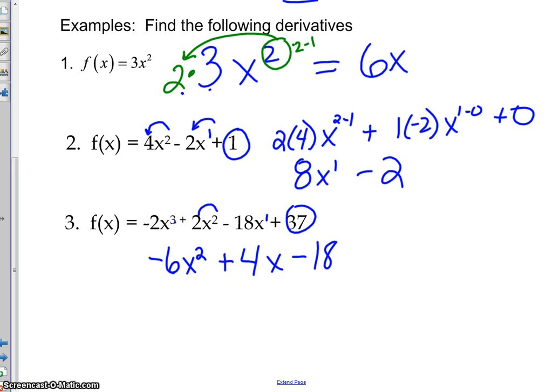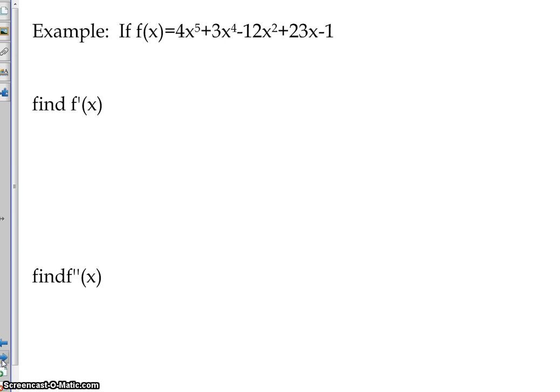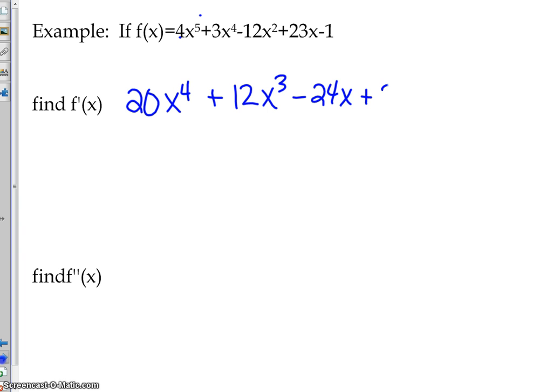Now let's talk about how you find the second derivative once you've found the first derivative. So we have a nice long problem here, and it says, okay, find the first derivative. Well, the first derivative would be 20x to the fourth. So I took the 5 times the 4 and then reduced the exponent 5 by 1. Then we would have 12x to the third. 4 times 3 is 12. Reduce that exponent by 1. Minus 24x to the first, all right, 2 times 12, plus 23.